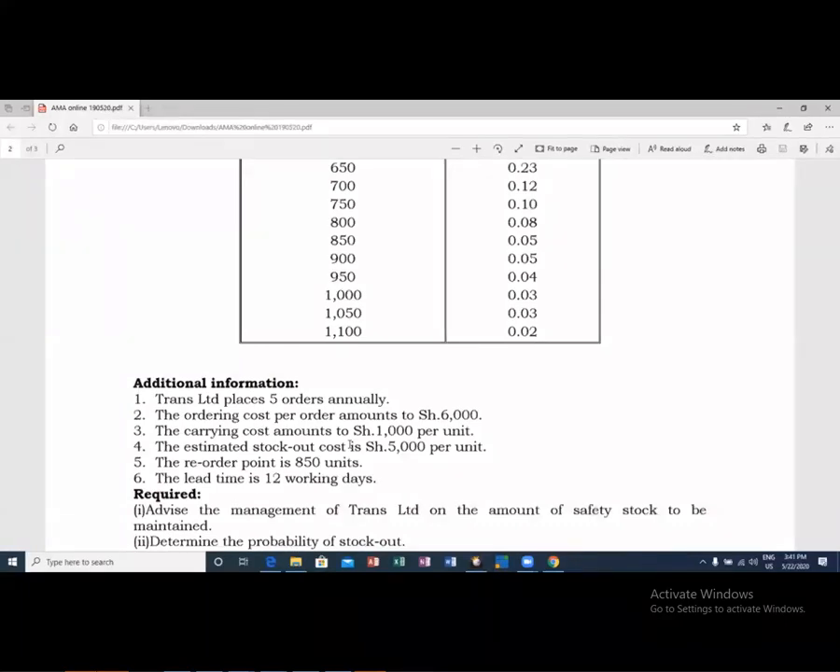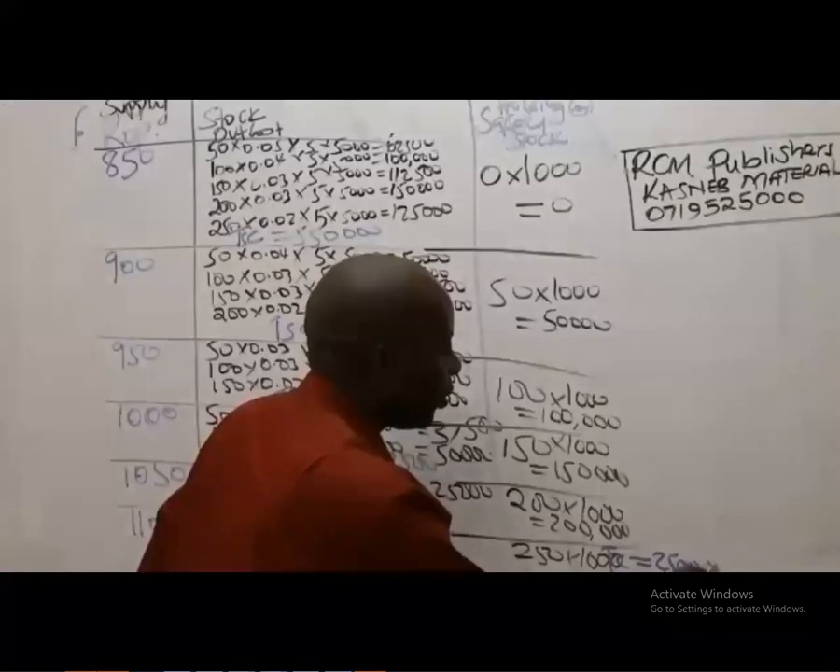So this will be 0. This will be 50,000. Here it will be 100,000. Here we have 150,000. Then here we have 200,000. The last one, you have to be quite keen to see it. It's quite low. So we have the last one, the total holding cost for the last one will be 250,000.